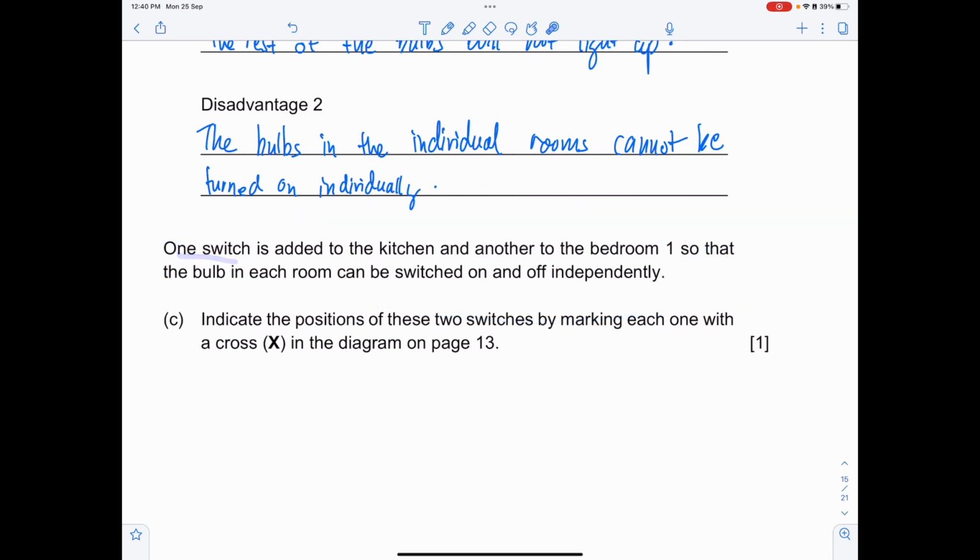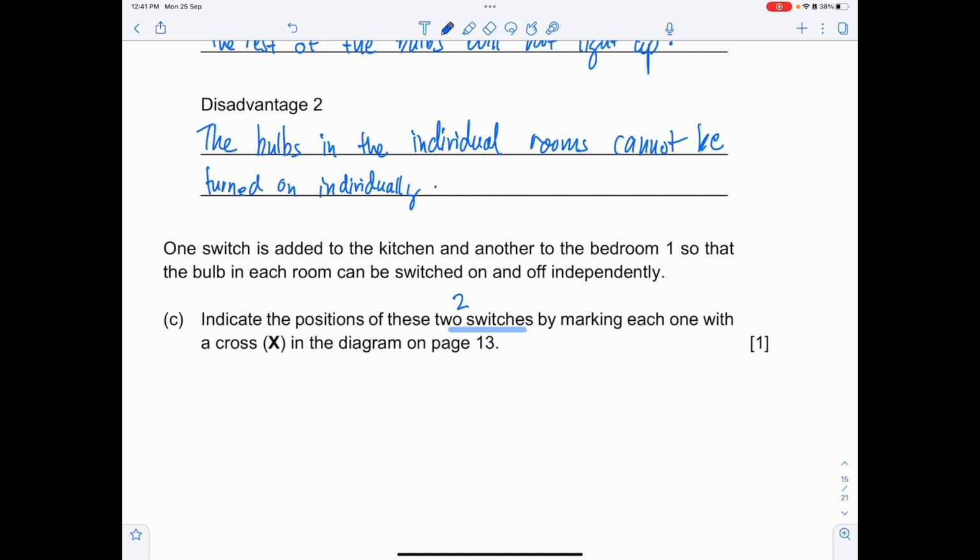1 switch is added to the kitchen and another to the bedroom 1 so that the bulb in each room can be switched on and off independently. Indicate the positions of these 2 switches. So I suggest doing exam highlight. In fact, write out. Sometimes we don't quite recognize the word 2, you know. Write it out. And when I say check your answers, right?